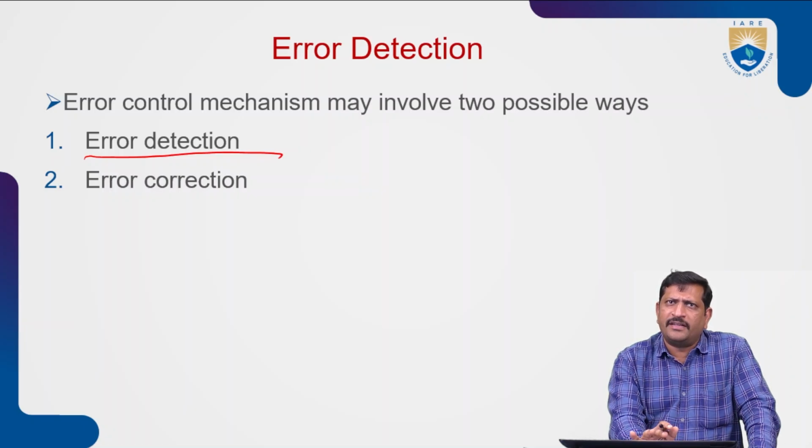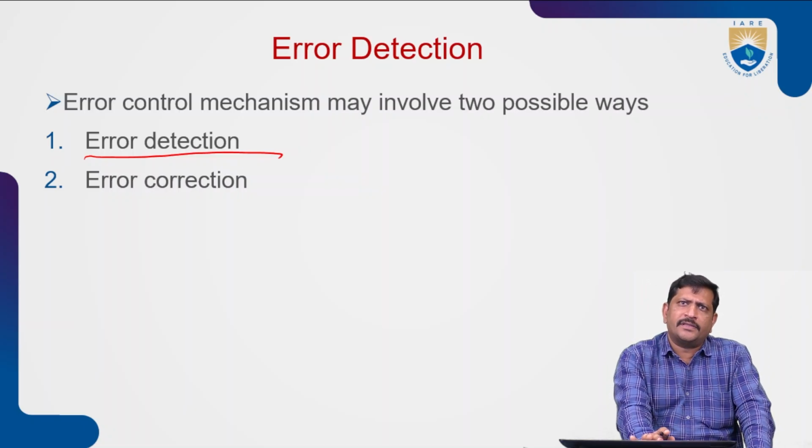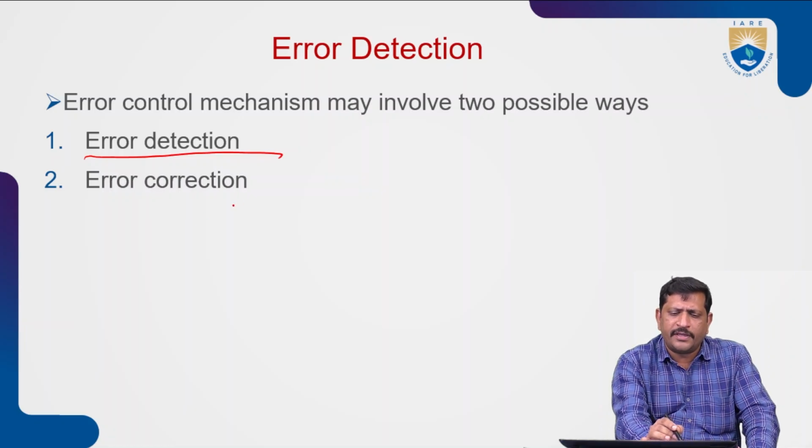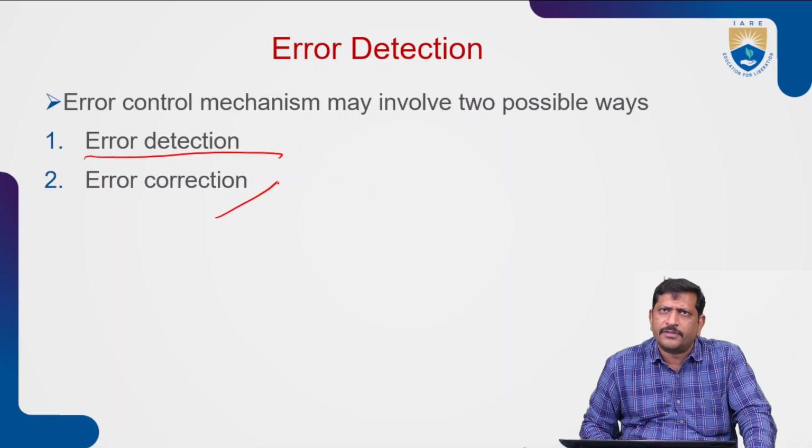So when more than 1 bit of the corrupted data is received, that error is what we call a burst error. Like this, errors can be detected. Whatever errors are detected can be corrected by using the error correction mechanisms.